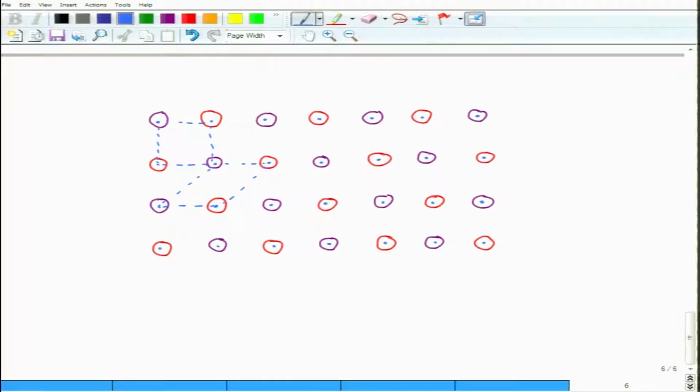No, it is not. You can see that it violates the definition of lattice. Each lattice point does not have the same neighborhood. So, the smallest lattice in this case happens to be this one. Let me draw with a different color. This one or that one.